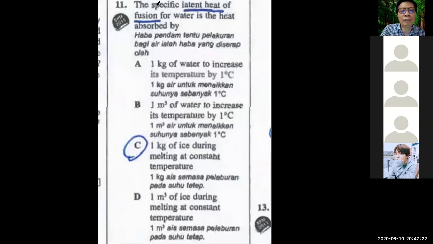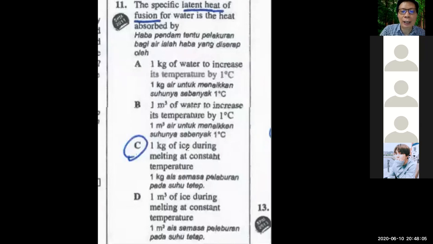Specific latent heat of fusion. I hope you all remember. Latent heat of fusion means the answer is C: the energy needed to change 1 kilogram of solid ice at constant temperature. Fusion means to change solid to liquid. Change 1 kilogram of solid. The ice is solid. Melting means you are changing the solid ice into liquid, right? At constant temperature.